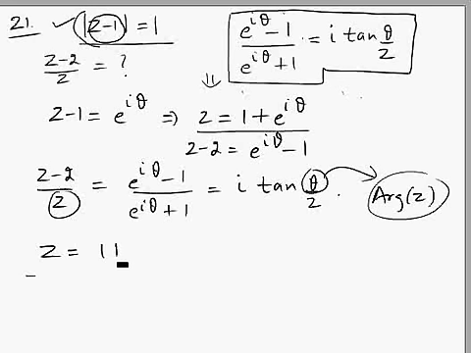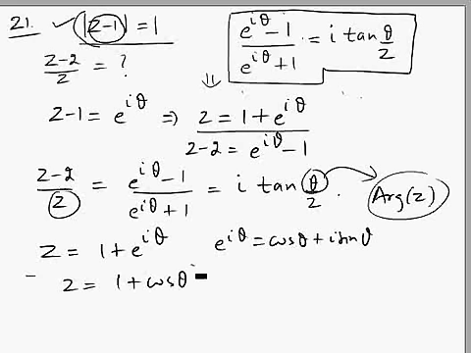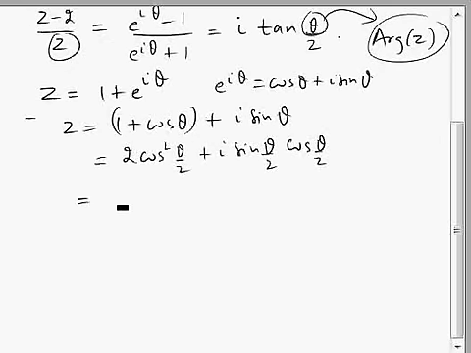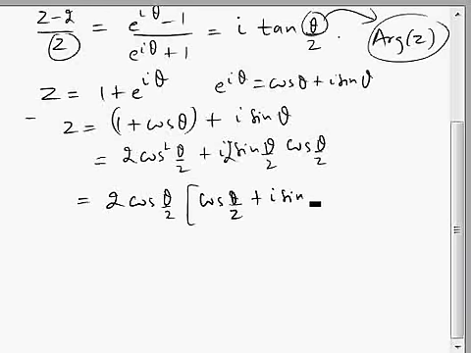Z is 1 plus e to the power iota theta. To see the argument of Z, we need to express it in standard form. For that we replace again e to the power iota theta as cos theta plus iota sine theta. So it is 1 plus cos theta plus iota sine theta, which is 2 cos square theta by 2 plus iota times 2 sine theta by 2 cos theta by 2. Take 2 cos theta by 2 out, and the leftover is cos theta by 2 plus iota sine theta by 2.